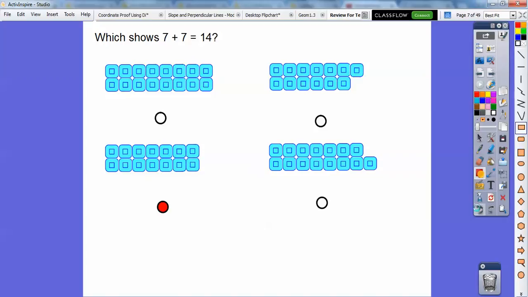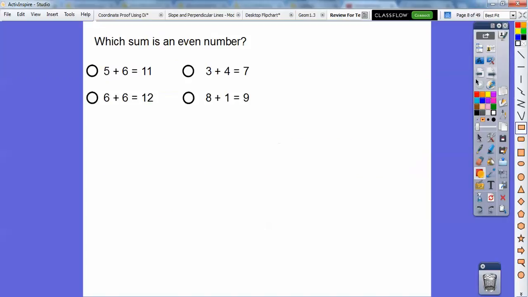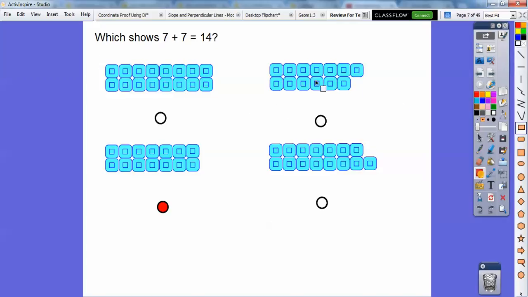I'm going to reverse that right there. So 6 plus 6, it's this one right here. That's our even number. All of these would give us an extra block. 11 would be an extra block. 7 would be an extra block. 9 would be an extra block, which would be like this guy right here. An extra block right here.